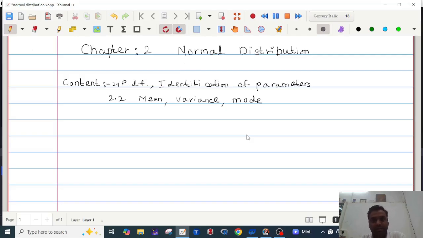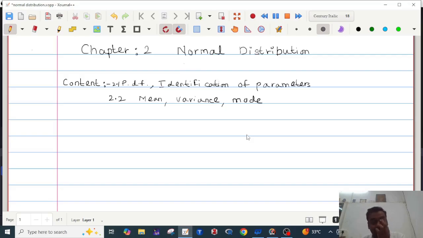So students, normal distribution is one of the very important distributions in statistics. It plays a very important role in statistics. It has many applications in the different fields of statistics, or we may say in the different subjects of statistics. This normal distribution plays a very important role.